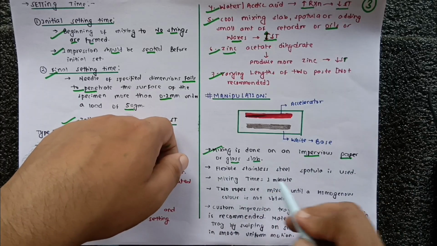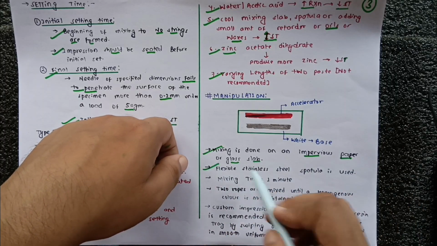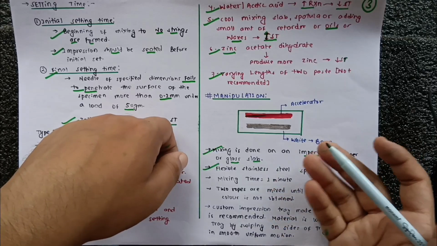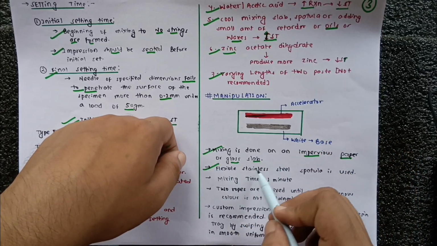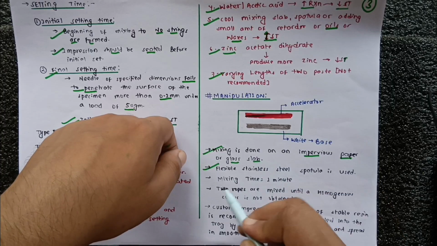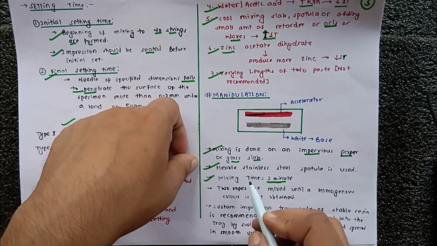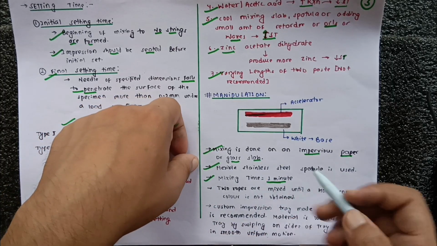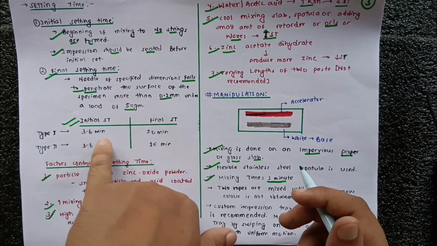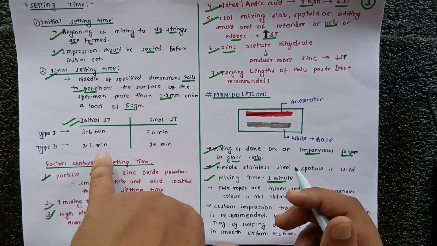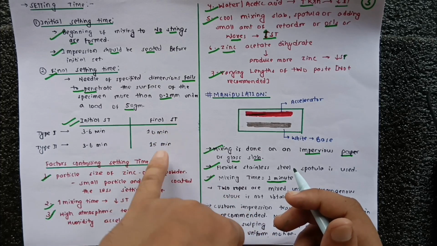After that, the flexible stainless steel spatula is used. I think we have used this flexible stainless spatula everywhere. The mixing time is 1 minute here. You should also remember the initial set and the final set. Type 1 has 3 to 6 minutes, type 2 also 3 to 6 minutes, and the final set is 10 minutes and 15 minutes.